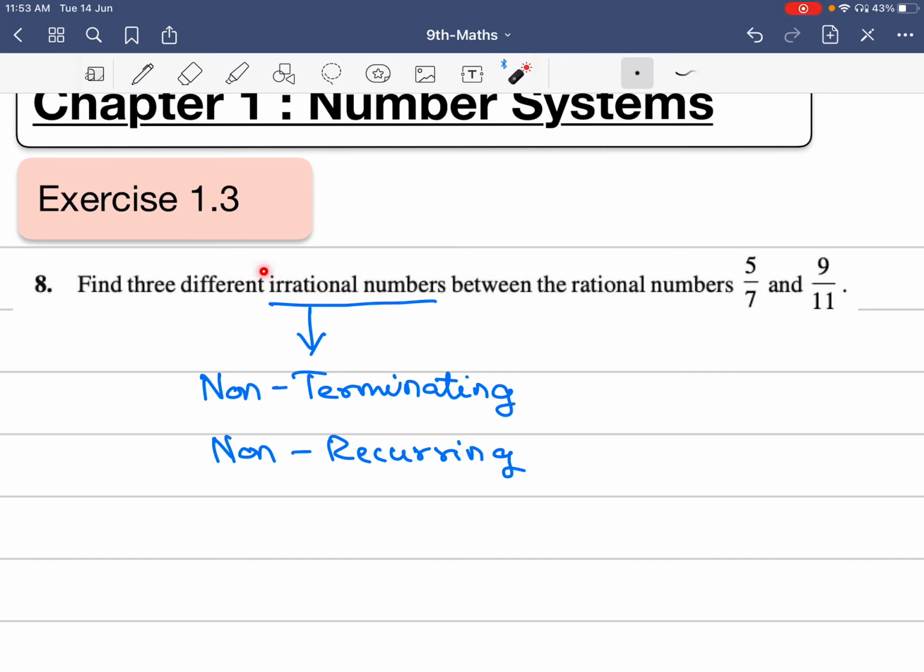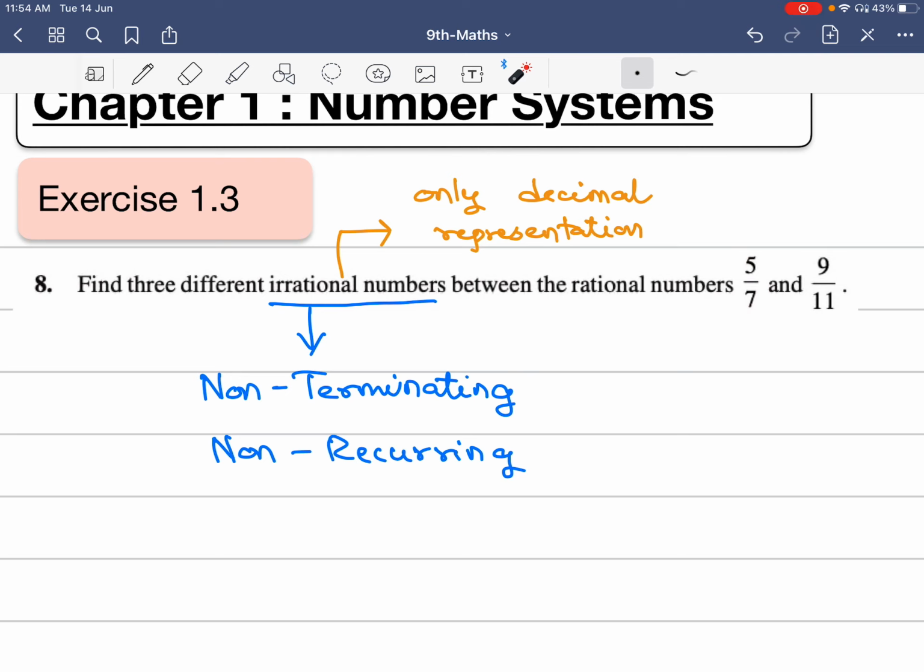Also, irrational numbers can only be represented in decimal form. There is no other way in which we can represent irrational numbers. So let's make that point as well. Only decimal, they only have decimal representation. This is a very important point. So if I have to find irrational numbers between these two numbers, I can only do that in decimal representation. Thus, we need to find the decimal representation of these two numbers.